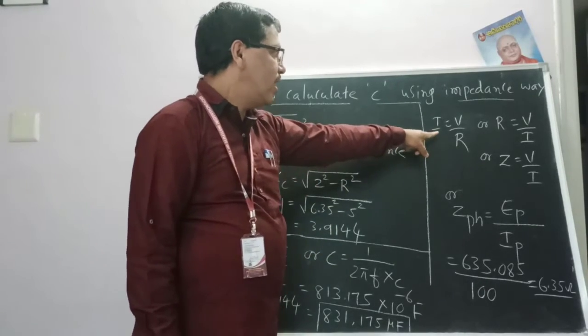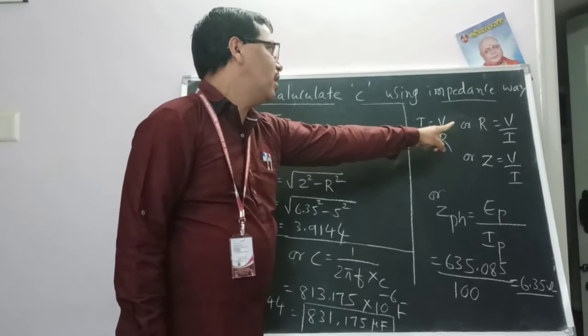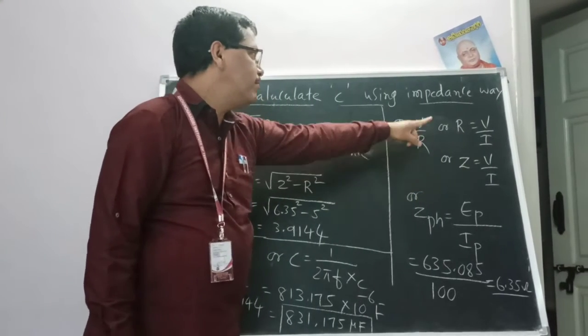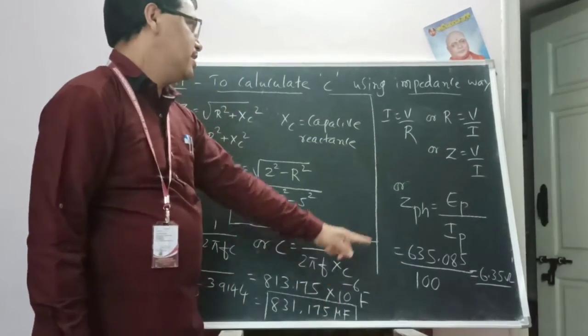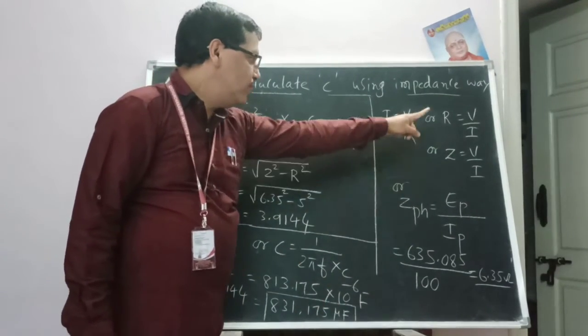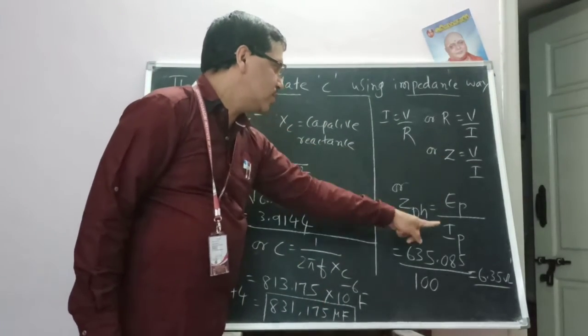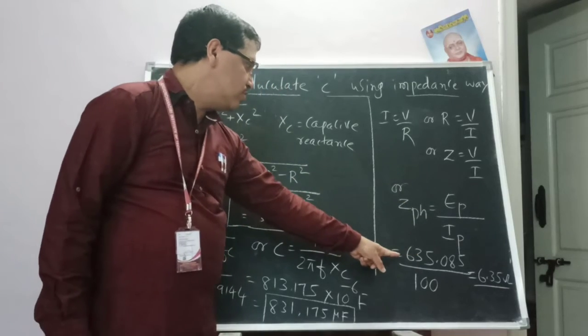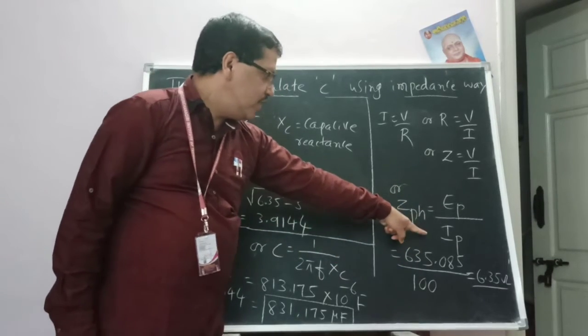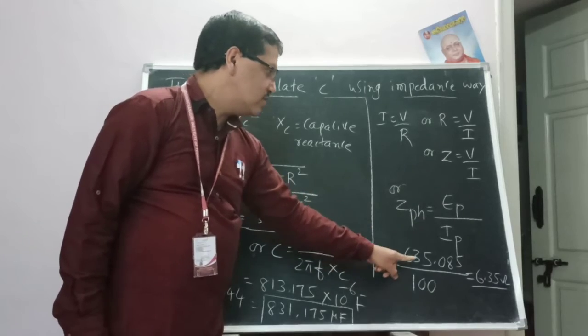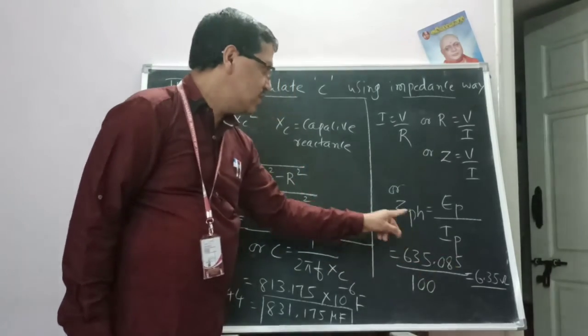We already know I is equal to V by R, or R is equal to V by I. In place of R, substitute Z. Z is equal to V by I. Z becomes Z phase, V becomes E phase, I becomes I phase. The E phase value is 635.085, which we just calculated. The I phase value is 100. That answer is 6.35 ohms, which is Z.